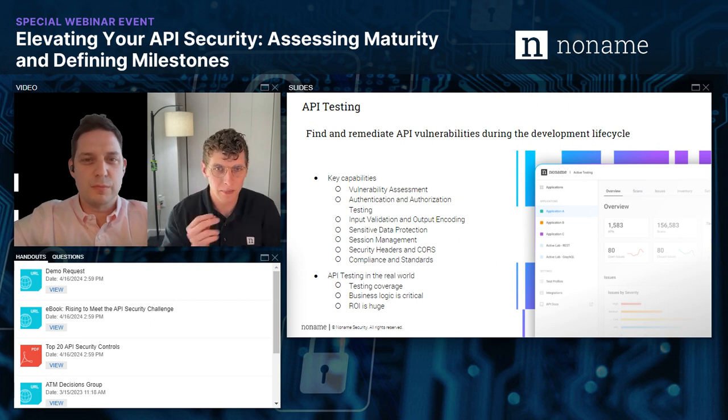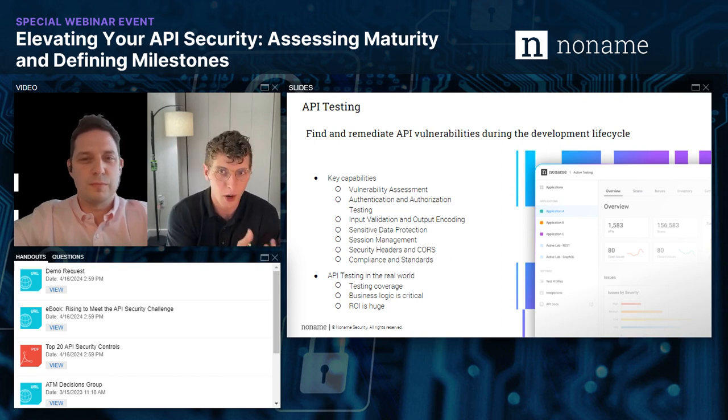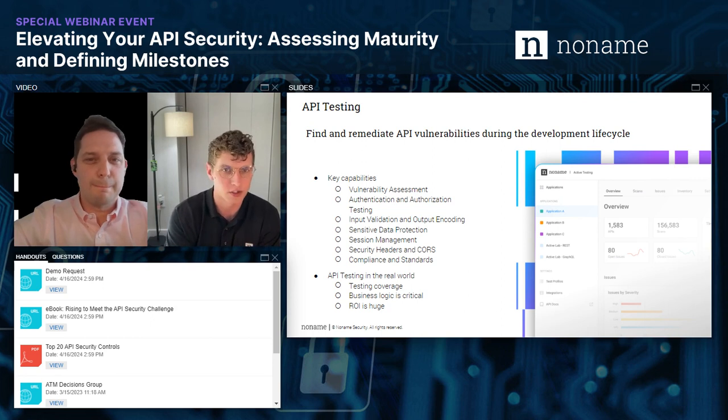And finally, API security testing ensures that APIs adhere to industry security standards, such as the OAuth that we mentioned earlier, and regulatory requirements that Stas mentioned a few slides back.